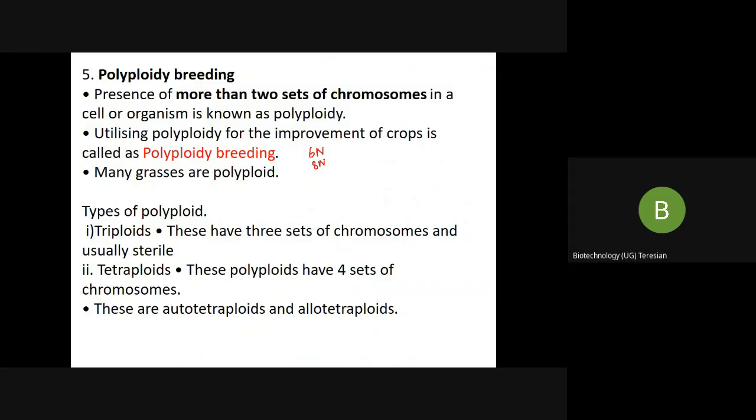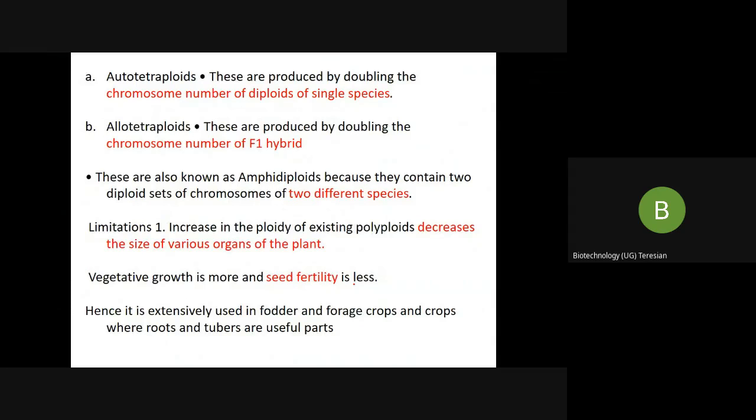So the types of polyploidy we see are triploids, that is 3 sets of chromosomes, tetraploids, 4 sets of chromosomes, and there are also autotetraploids and allotetraploids. Just to recall what we studied in our genetics, how are these auto and allotetraploids formed? Whenever there is non-disjunction, that is the failure of the chromosomes to separate, this results in the subsequent reduction in the chromosome. All the chromosomes just go to one cell, there is no separating. So this can result in polyploidy.